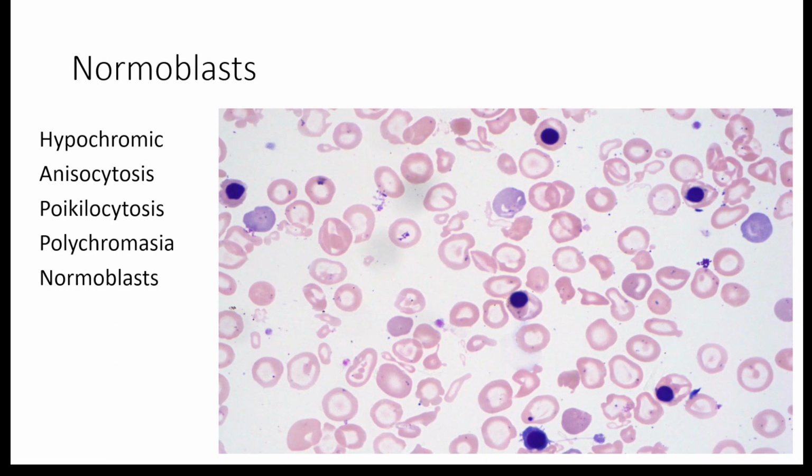Then comes normoblasts. In the previous lecture also I talked about normoblasts: a well matured hemoglobin-containing cell with a pyknotic nucleus in the peripheral blood smear is called a normoblast. This is also indicating aggressive bone marrow turnover, with pushing of immature blood cells into the peripheral smear.